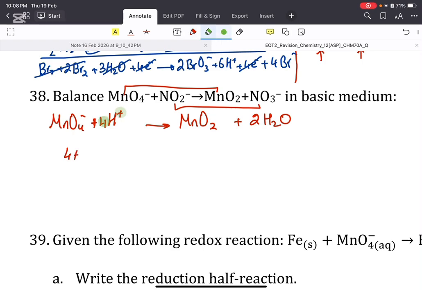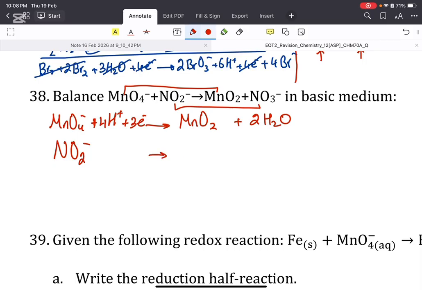Now I have 4 pluses here. Don't forget to see the 4 and multiply it. 4 pluses and 1 minus. So it is 3 plus versus 0. So this is the higher side with charge. I need to make it equal to 0. So I'm gonna add 3 electrons to the 3 plus.